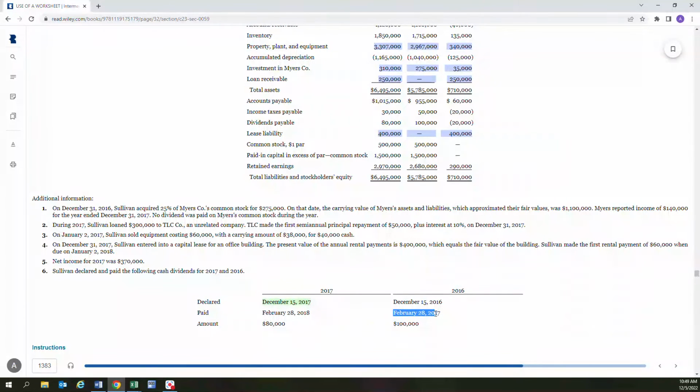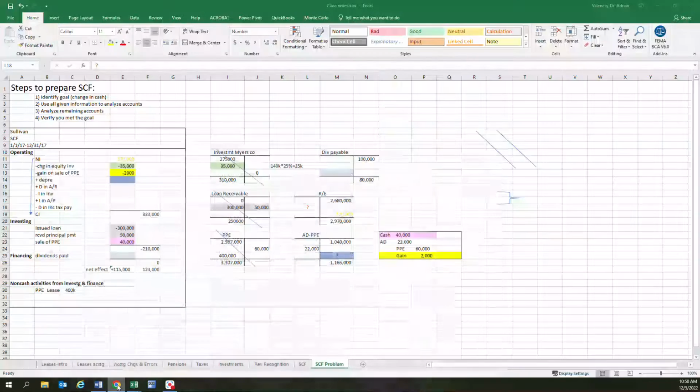So when I go to the T account to recreate this stuff, I'm only going to worry about what affects 2017, right? Because that's the fiscal year that I'm analyzing. So in 2017, I'm going to have a declaration of 80, and then in 2017, I'm going to have a payment of 100,000. So let's go ahead and see how that is reflected.